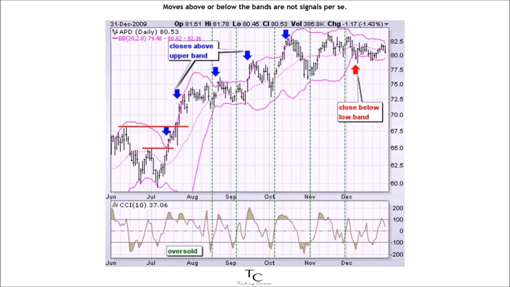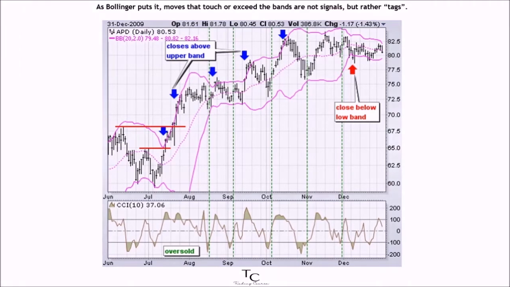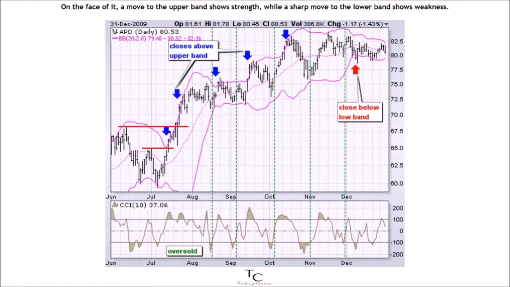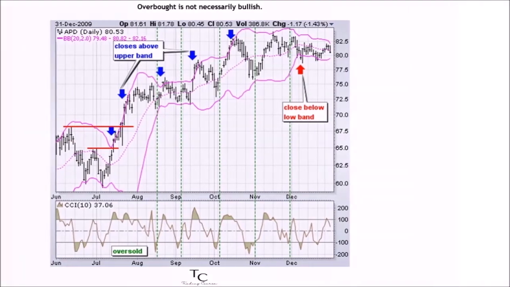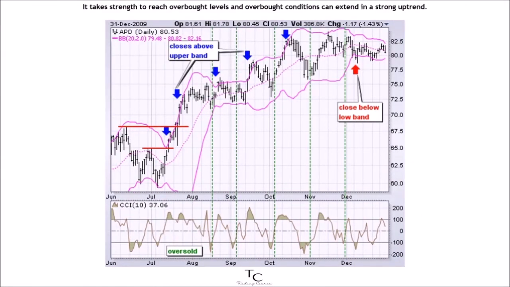Moves above or below the bands are not signals per se. As Bollinger puts it, moves that touch or exceed the bands are not signals, but rather, tags. On the face of it, a move to the upper band shows strength, while a sharp move to the lower band shows weakness. Momentum oscillators work much the same way. Overbought is not necessarily bullish. It takes strength to reach overbought levels, and overbought conditions can extend in a strong uptrend.